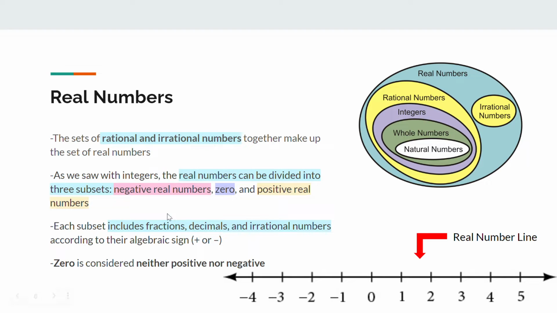And the positive real numbers are basically, again, just flipping the side: everything that's bigger than 0. Each subset includes fractions, decimals, and irrational numbers according to their algebraic sign, plus or negative. So if you have a positive sign, or sometimes no sign in front, then when it's placed on the real number line, it will be somewhere not 0, but somewhere bigger than 0.